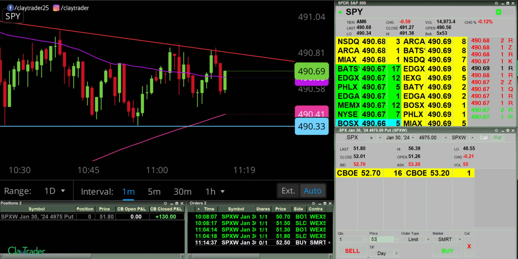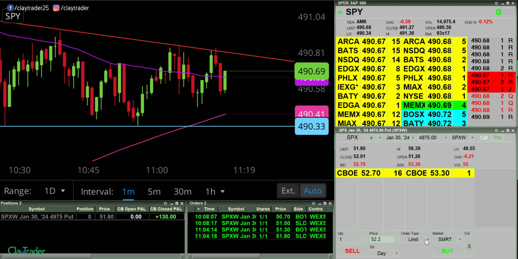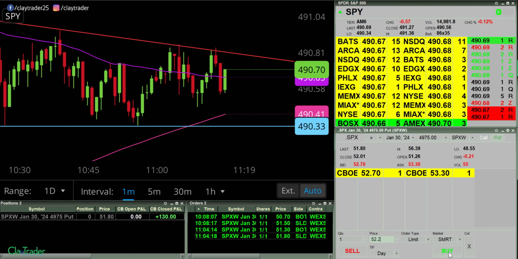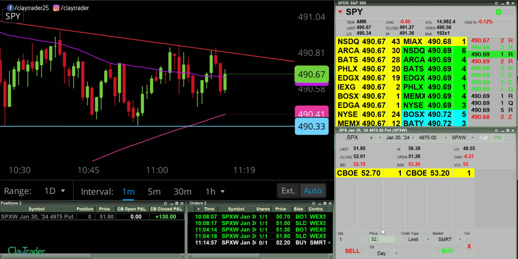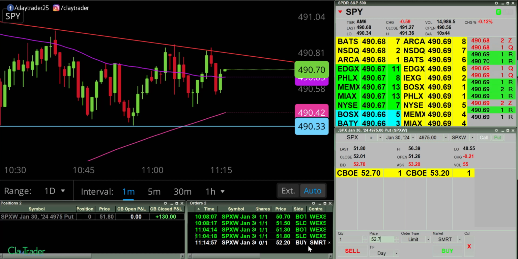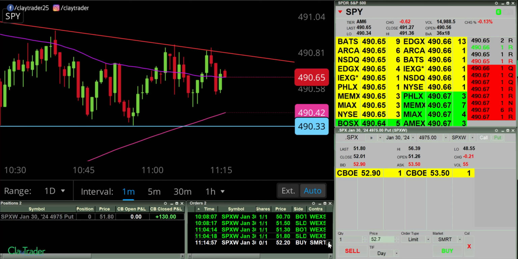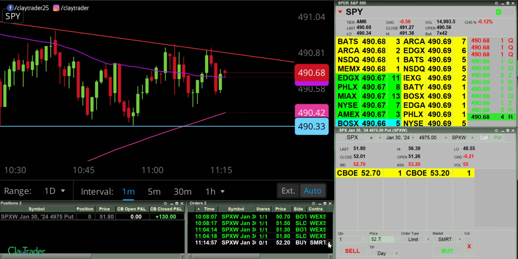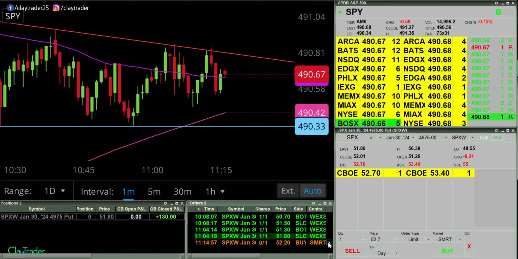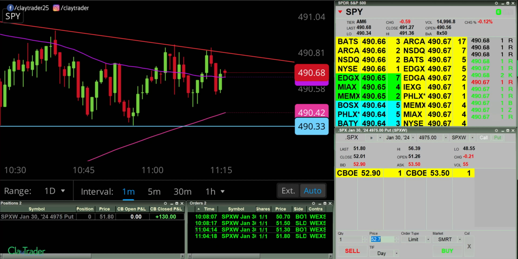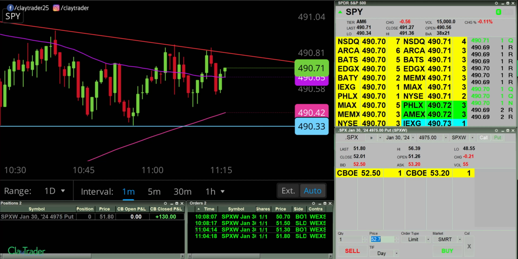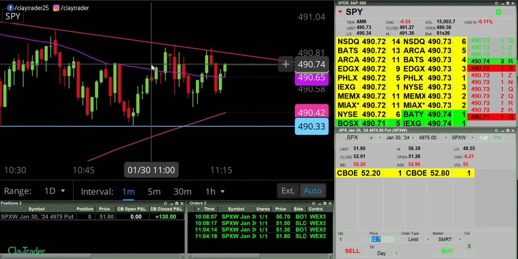Have an order at 52.50 here. 52.20. Let's try. Yeah, 52.20. No. Trying to time it up where I think the price might be when it's up closer to that red line. All right, I'll pause, but I'll keep an eye on it.